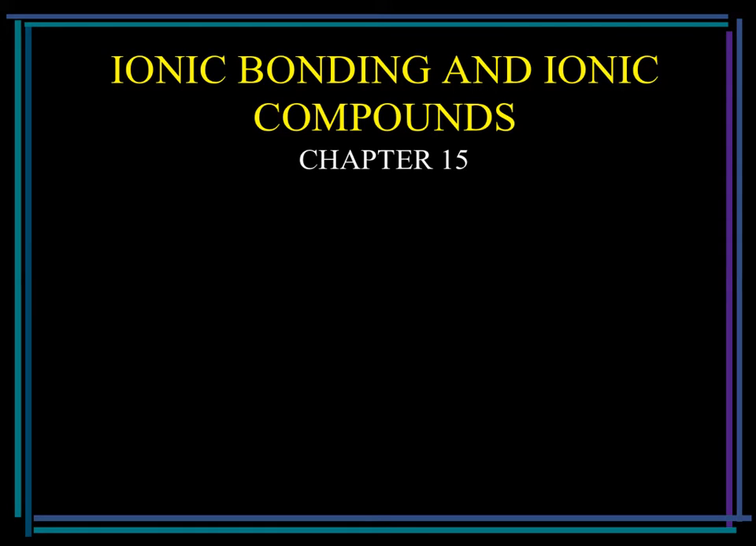Hi everyone, here we are with chapter 15 and it's on ionic bonding and ionic compounds. So some of it's going to be review. Some of it we already learned first semester. If you remember back in chapter 6 we learned how to write and name chemical compounds that are ionic. You remember the crisscross and Roman numerals and stuff like that. So we're going to go back and review that and then talk more about ionic compounds and their properties.